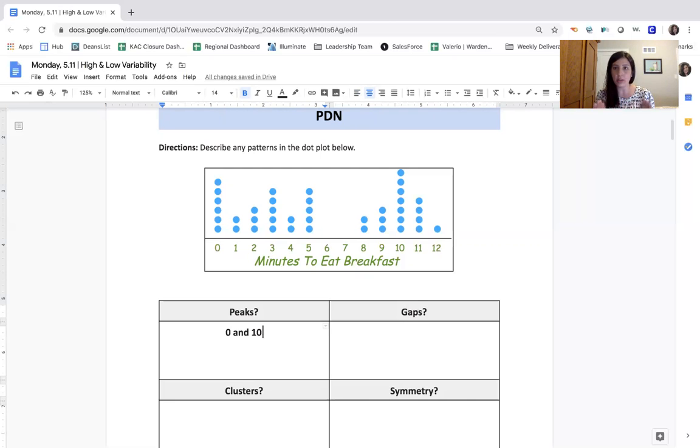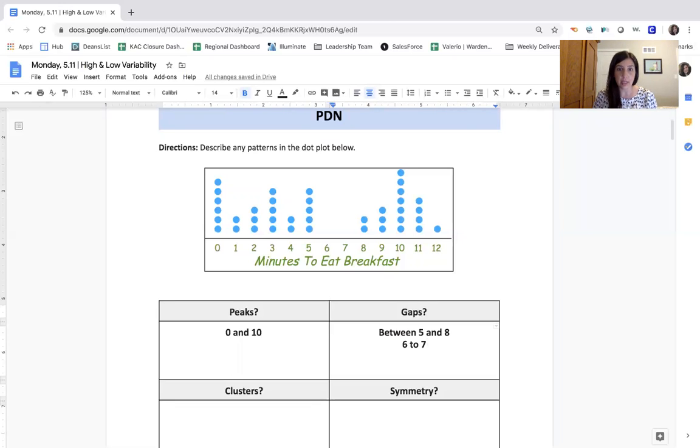Next, I need to look for some gaps. Remember, a gap is when there's an absence of data, or a space without any data present. And I definitely see a gap between 5 and 8, on 6 and 7. There is no data. So remember, I can write this out 2 ways. I could say between 5 and 8, or I could say 6 to 7. Either one of those would be completely correct.